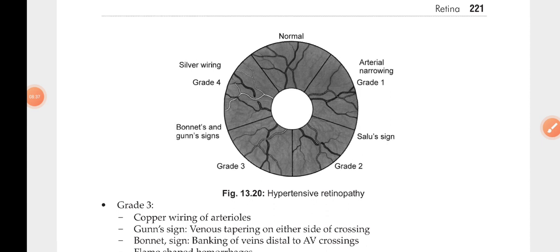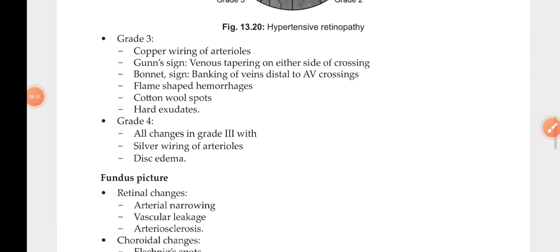Diagram you remember, grade 1, 2, 3, 4. In grade 3 we will see copper wiring of the arterioles, gun sign, that is venous tapering on either side of the crossing, bonnet sign. Next is flame shape hemorrhages, cotton wool spots, hard exudates. In grade 4 we will see all the grade 3 changes along with silver wiring of arterioles and disc edema.